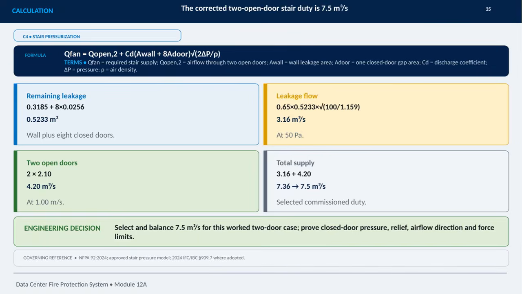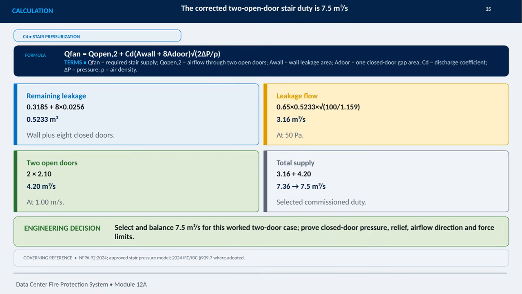This calculation determines the required supply duty for the stair pressurization system in the two open door case. The governing relationship combines two components: airflow needed through the open doors and additional airflow required to overcome leakage through the walls and the 8 remaining closed door gaps. First, the remaining leakage area is calculated as 0.3185 plus 8 times 0.0256, giving 0.5233 square meters. At a pressure difference of 50 pascals, and using the stated discharge coefficient and air density, that leakage requires approximately 3.16 cubic meters per second.